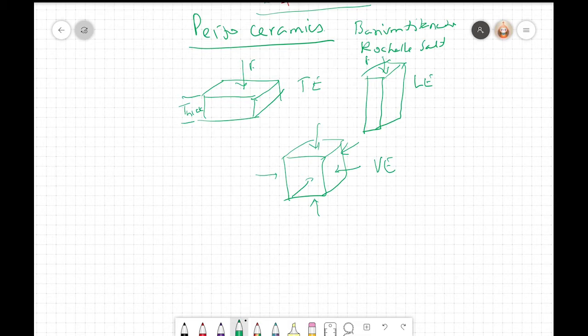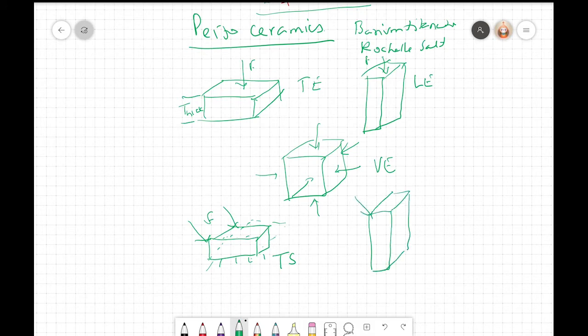Then it's also possible to apply the force on this corner, so the crystal is going to shear. This is called the thickness shear mode. Similarly, we can have the length shear mode. I can apply the force here, so this will make it like this. This is the length shear mode, and the length shear mode is also called the face shear mode. If I put force all along this, it's the length shear mode. If I put it only at one point here, then we call it the face shear mode.